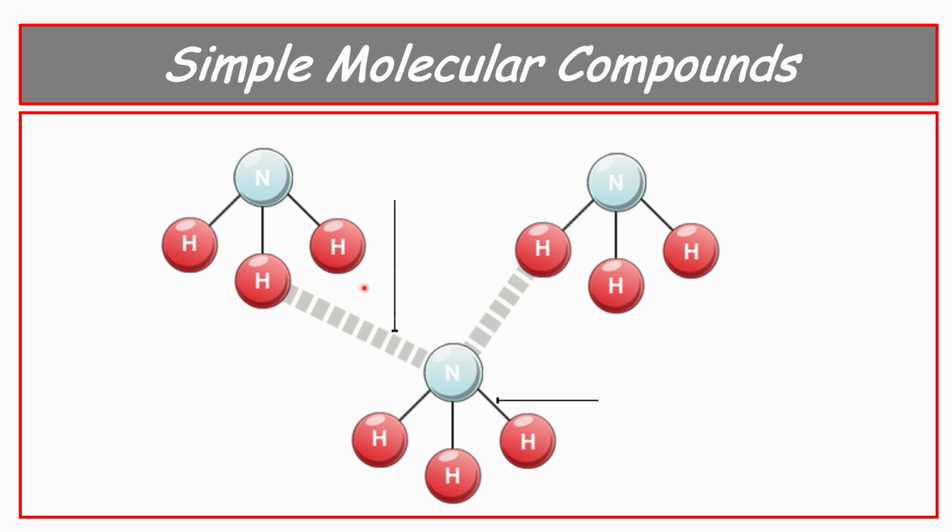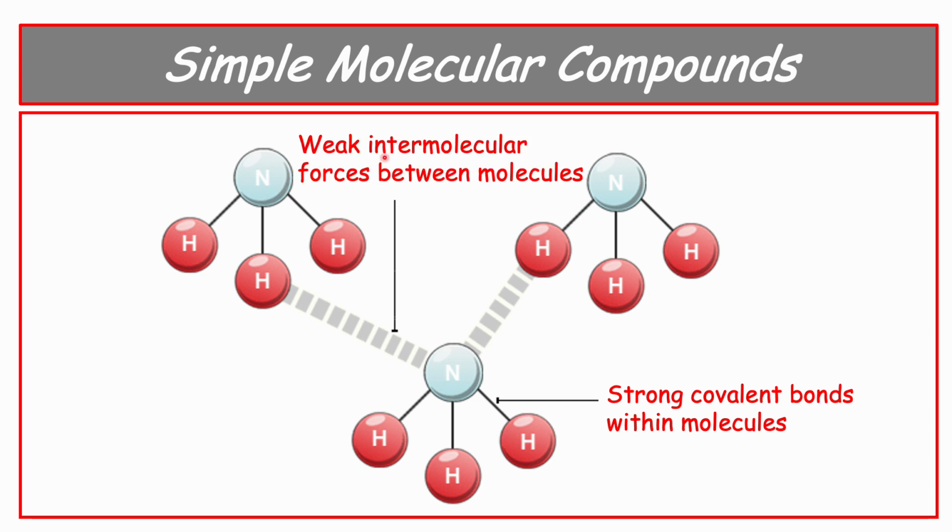So on the board, you can see 3 different molecules, and we've got 12 atoms in total. 1, 2, 3, 4, 5, 6, 7, 8, 9, 10, 11, 12. And we can see 3 covalent bonds. Between molecules, so this dashed line here, there's what we call a weak force of attraction. So you've got strong bonds inside the molecule, but between different molecules, you've got weak intermolecular forces of attraction.